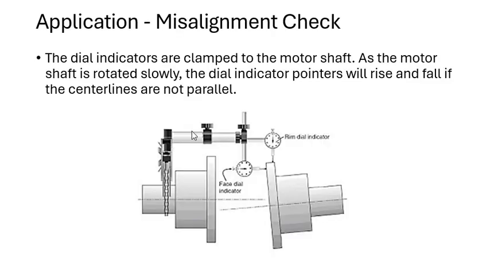The next application that we use for this instrument is to check misalignment. How do we do it? In this example, we're gonna clamp the dial indicator to the motor shaft like this. And as this motor shaft is rotated slowly, the dial indicator pointer, which is this guy here, will rise and fall if the center lines are not parallel to each other. Here is a completely misaligned one. And this is how we check the misalignment by using a dial indicator.